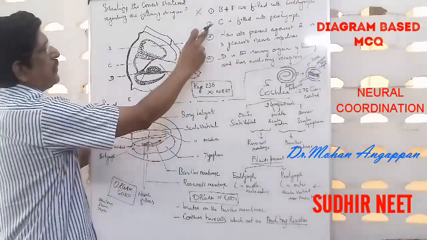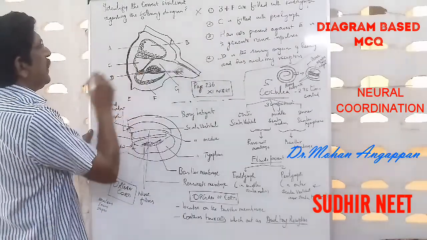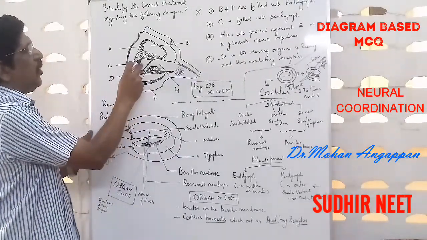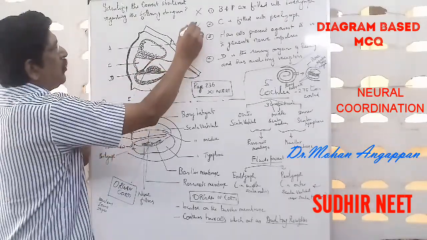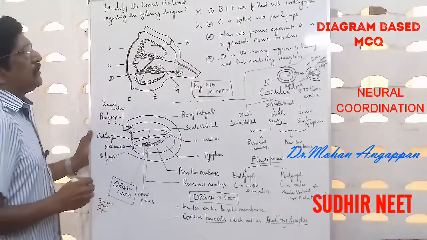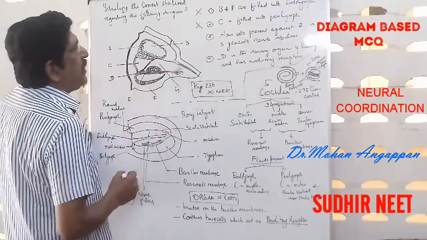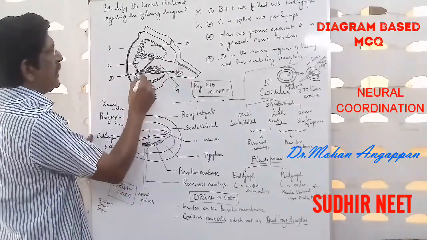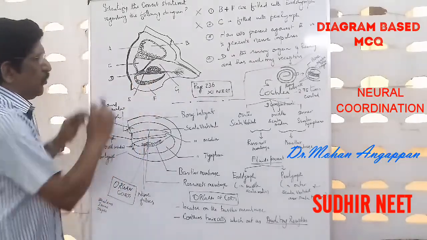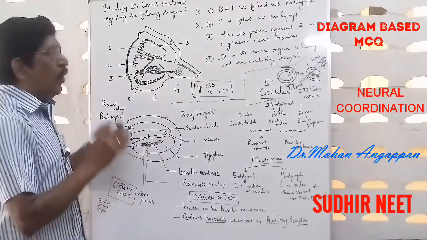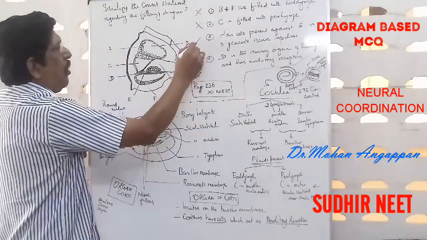Now let us come to the second option. C is filled with perilymph. You can see C is actually the endolymph, not perilymph. This is the scala media. So this option is also wrong. Third, hair cells present against E to generate nerve impulses. E is the basilar membrane. That is only a membrane. There are no hairs to generate nerve impulses. So this is also wrong.